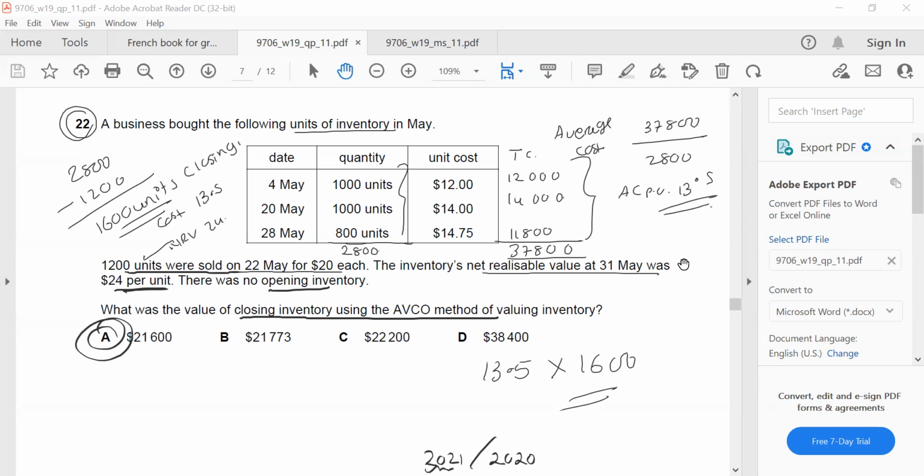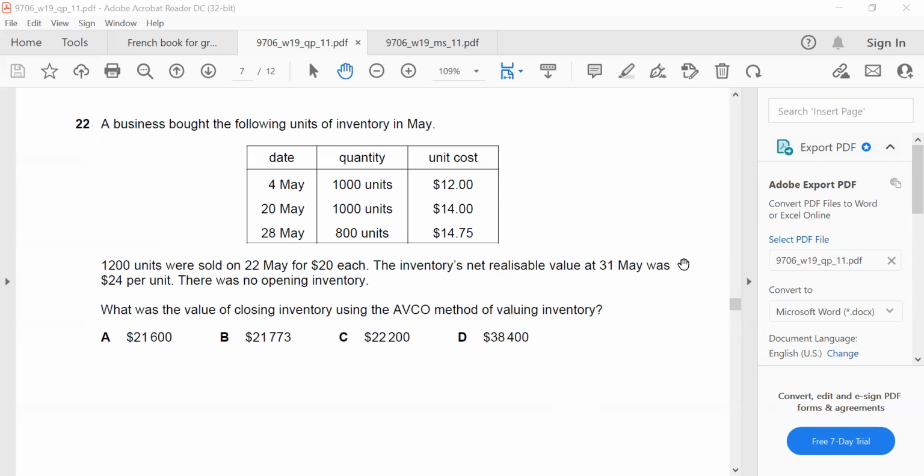Okay. I know. 1,200 units were sold on 22nd May. Yeah, I know my mistake. So I will find the average cost over here. 2,000 units. This is 12,000 and this is 14,000. So this is 26,000. What is the average cost? 26,000 divided by 2,000. It is 13 per unit.